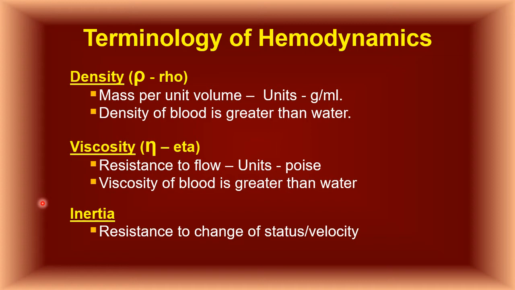So if I say that this particle is moving at this velocity, it means that it has a direction and a speed. If I want to change the direction or change the speed, I have to exert some energy to do that change. So the resistance to change is called inertia. Okay.